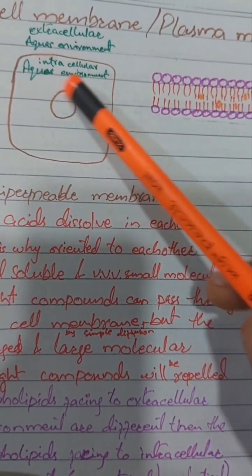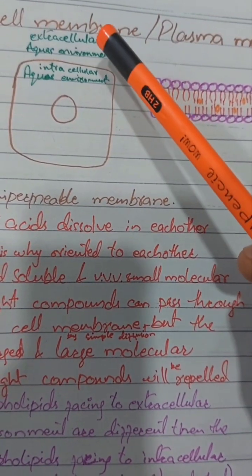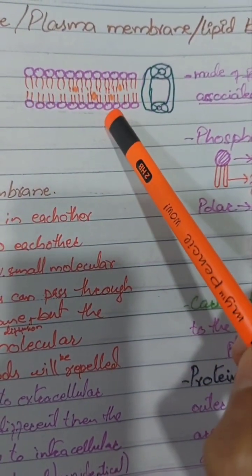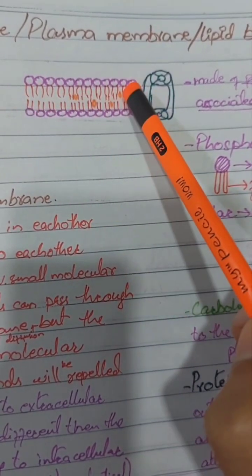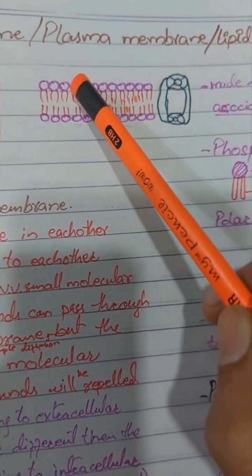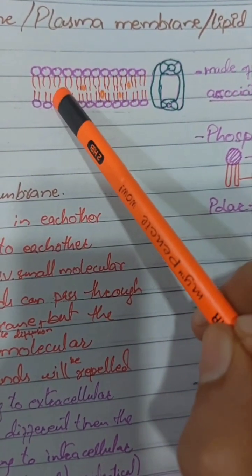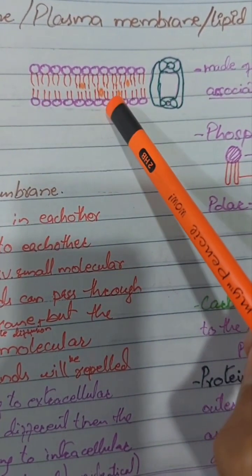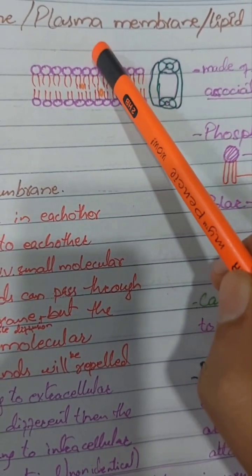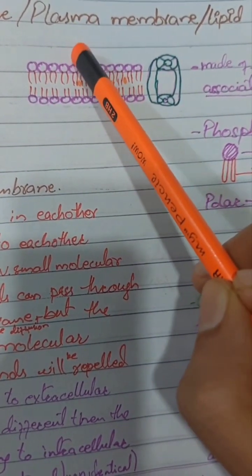Intracellular environment is an aqueous environment and extracellular environment is also an aqueous environment. So the phosphate heads press towards the aqueous environment and the fatty acids, which are non-polar, dissolve into each other. The outer leaflet of the cell membrane is asymmetrical to the inner leaflet. Due to different phospholipids, different proteins and carbohydrates are only present on the outer leaflet.